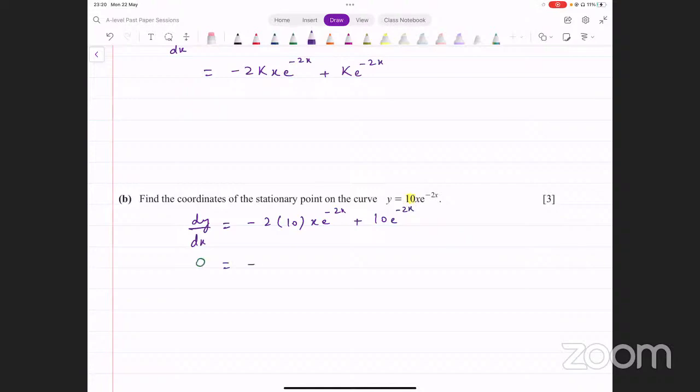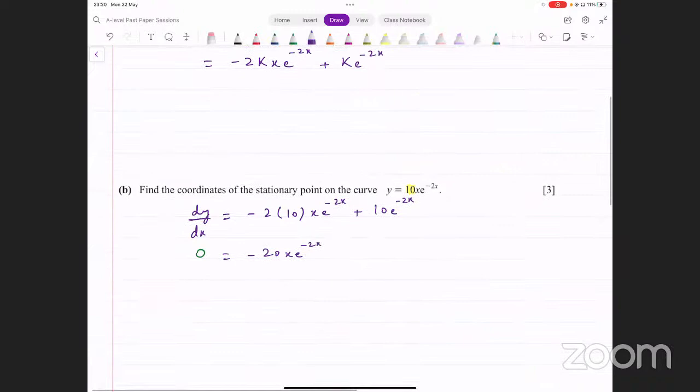And we see what that gives us, -20 into x e raised to power -2x plus 10 e raised to power -2x. What we can do now is we can take e raised to power -2x common. In fact, let's simplify the question. Anyway, let's take, let's say 10 e raised to power -2x common. What are we left with inside?